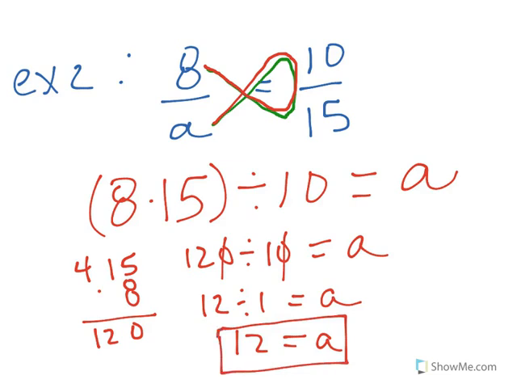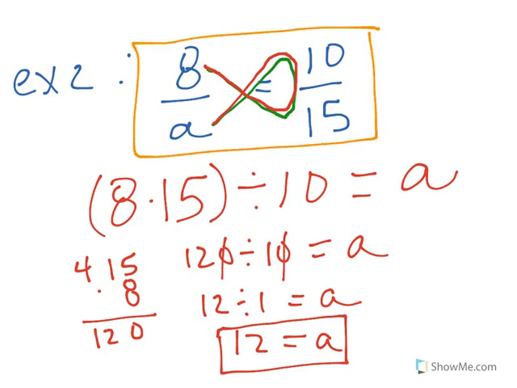So again, using the fish method, what we did right here, multiplying by our crosses, then dividing by that third number is going to solve for a. That's how you solve for an unknown numerator or denominator of a proportion. And that brings us to the end of the lesson.